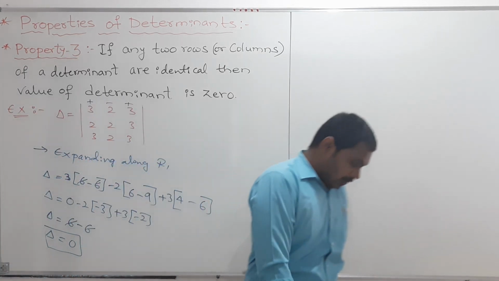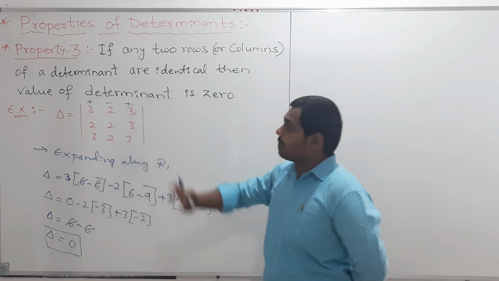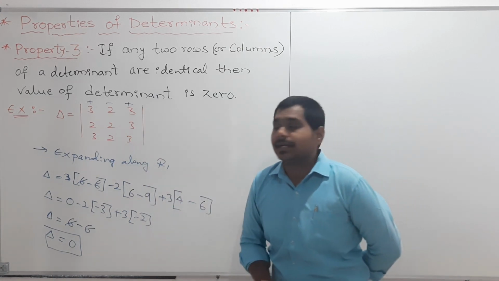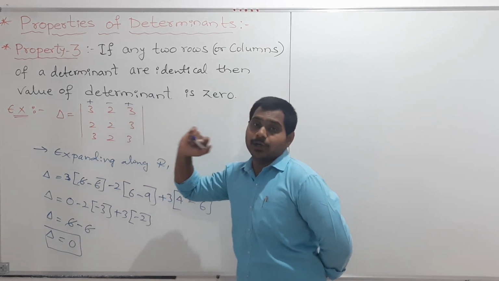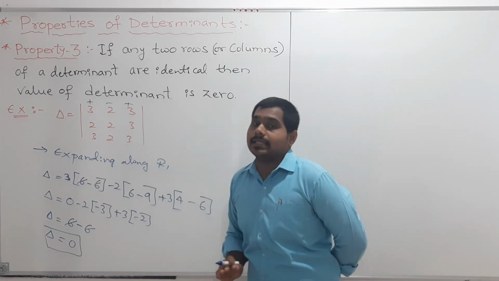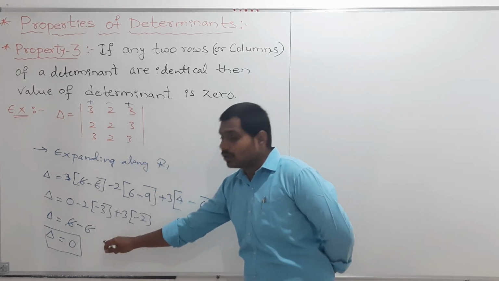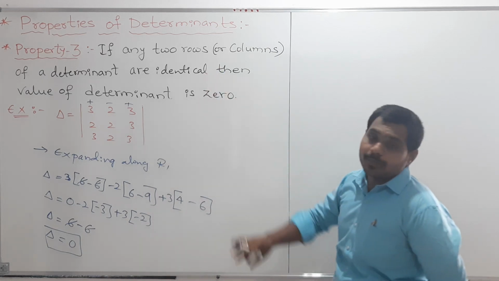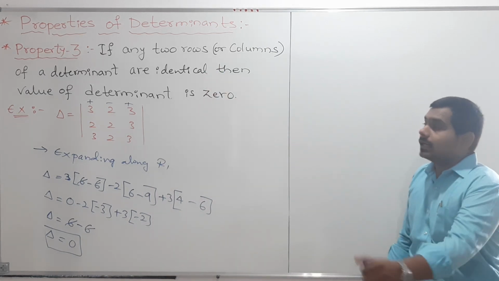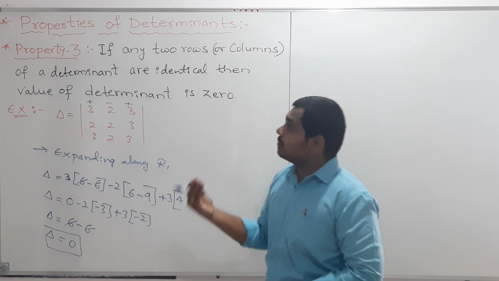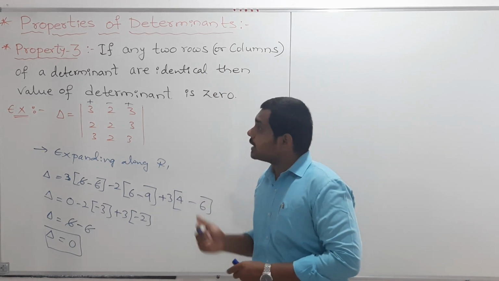Clear? So therefore whenever you have such types of determinants, wherever in a determinant any two rows or two columns are identical, you can take its determinant value as 0. This is by property 3. Clear? And now my dear students, next I move to the next property, number 4.